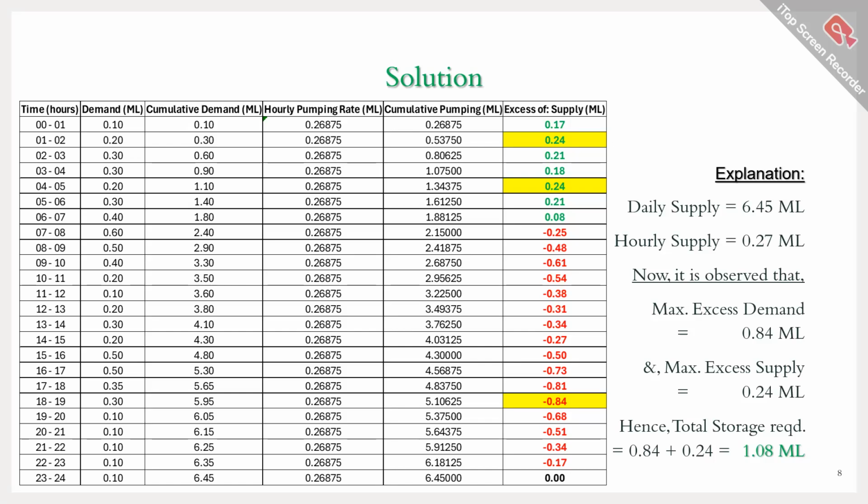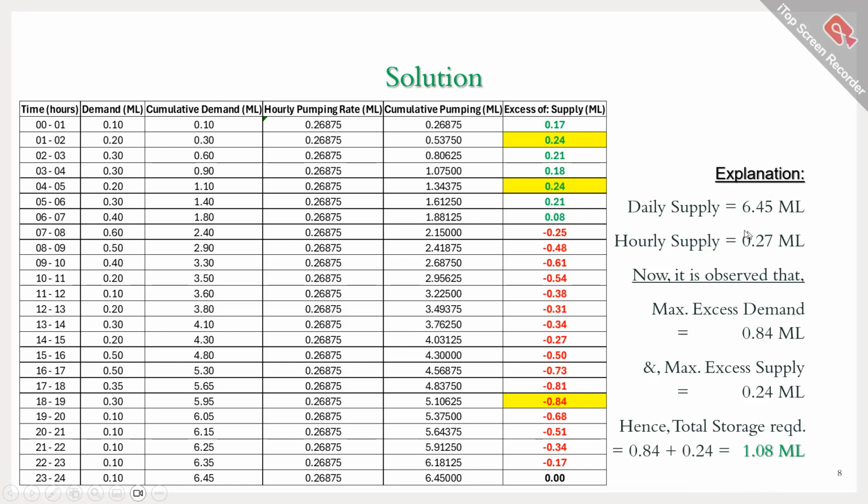Okay, so why is it so? This is the maximum fluctuation in demand and this is the maximum fluctuation in supply. So that's why we are adding them up in order to get the minimum storage volume required. This will be the minimum volume of storage that will absorb these fluctuations. The other fluctuations like 0.17, 0.18, 0.08 are supply side fluctuations, and you can see 0.31, 0.27, 0.5. All the other fluctuations are less than 0.84 and 0.24, so they can automatically be absorbed by the storage volume.